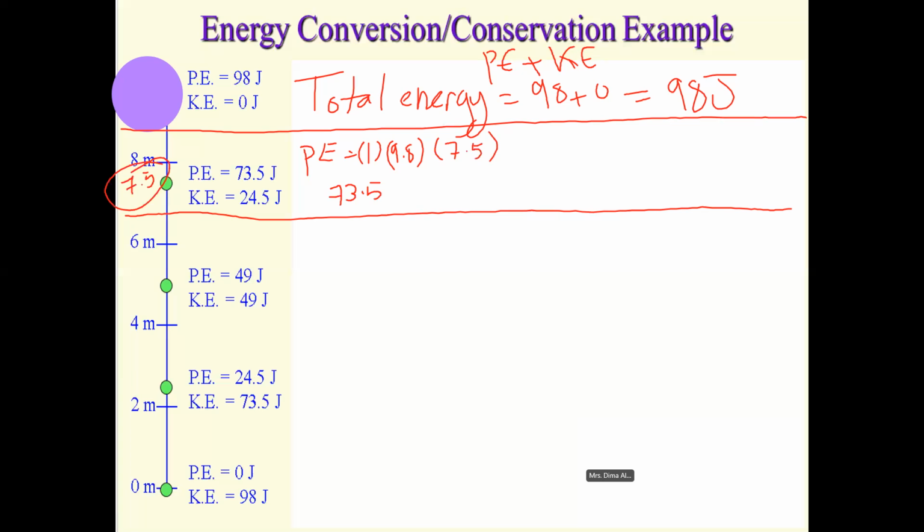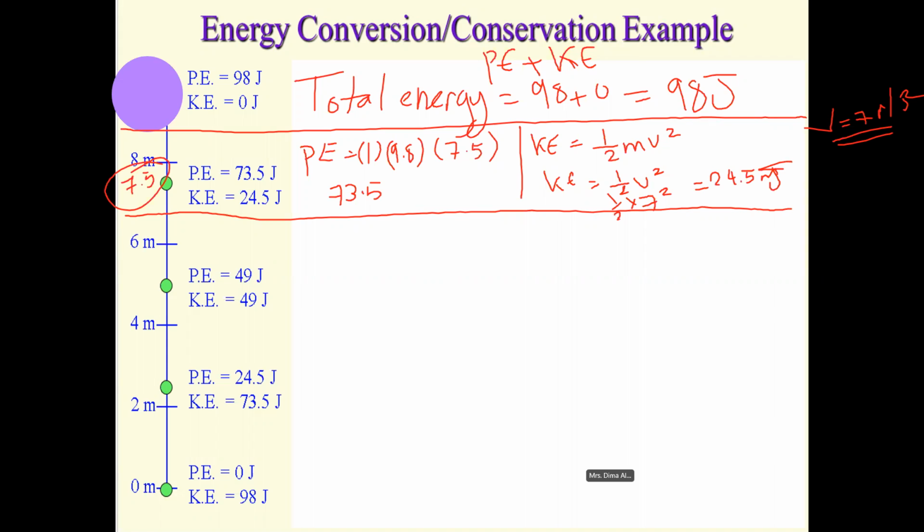Now let's find the kinetic energy. The kinetic energy is half mv squared. So let's first imagine that the velocity here is 7. So the velocity here is 7 meters per second. So 7 squared times half would be the kinetic energy, which is 24.5 joule.